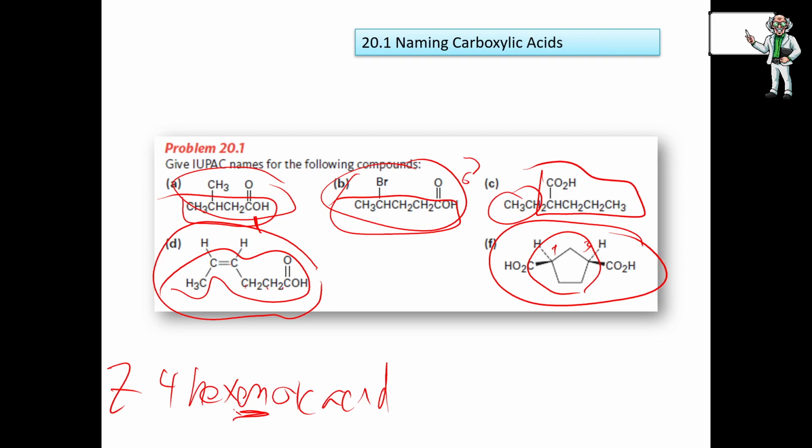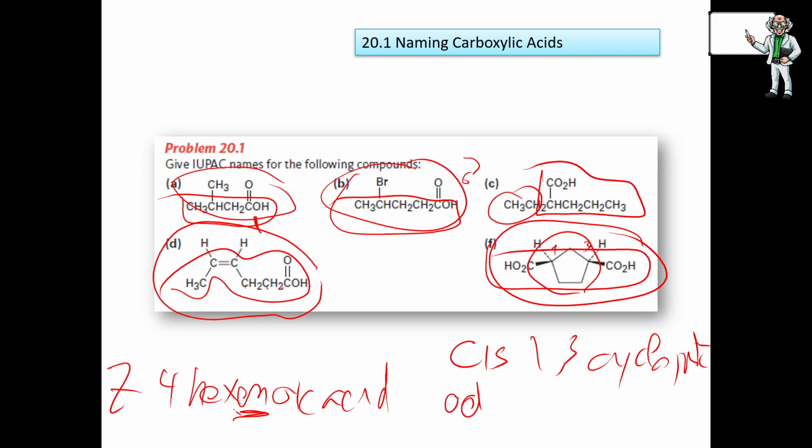Okay, and finally you have to put the stereoselectivity information, which in this case will be cis 1,3 pentanedioic acid. Okay?